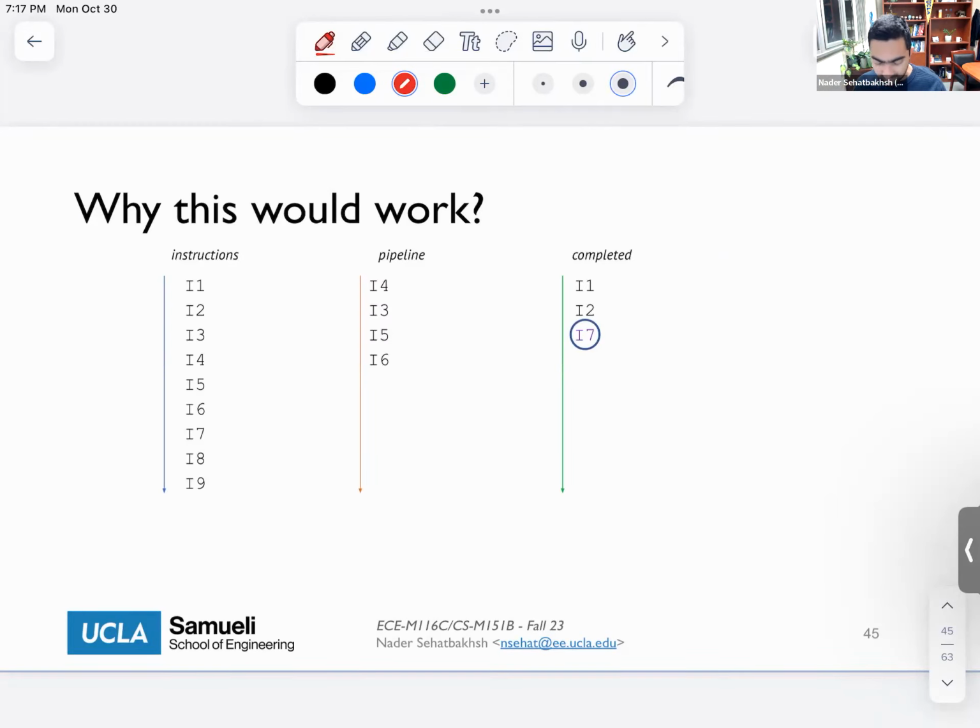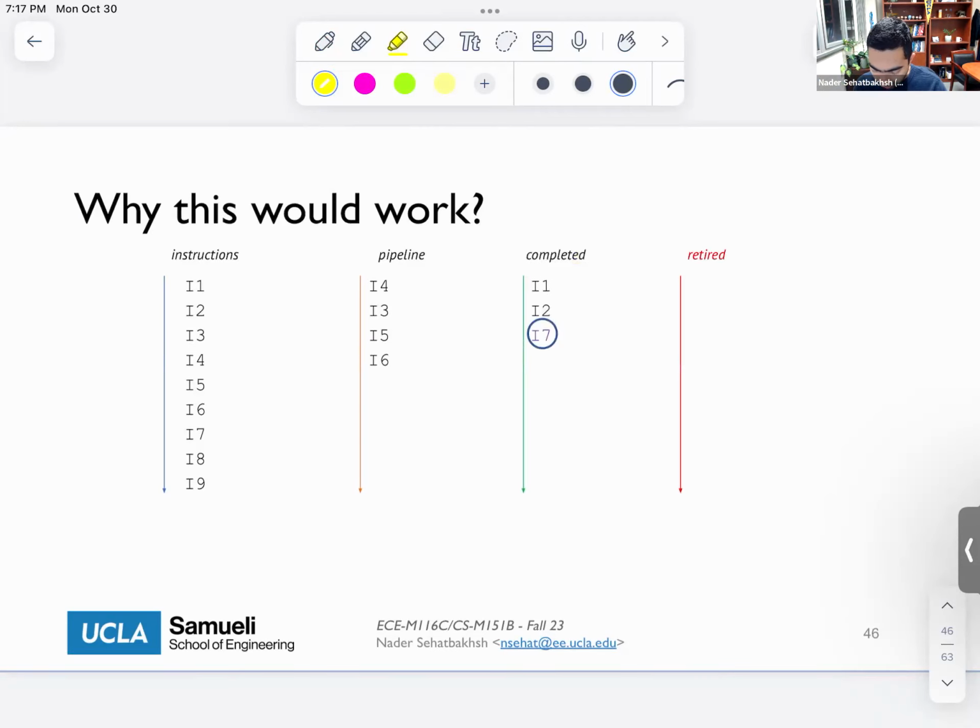So basically, consider this scenario. This was the problem, right? So I7 was the problem. As you can see, I'm calling this complete. I'm letting these things complete, and they sit in this buffer. But then I'm going to have this additional thing called retire. And here, I'm going to retire in order. Okay. So in other words, I'm going to let I1 retire, because I1 is the first instruction, it can retire. I'm going to let I2 also retire. So basically from complete, I'm going to get rid of this and put it here. I'm going to get rid of this I2 and then put it here.